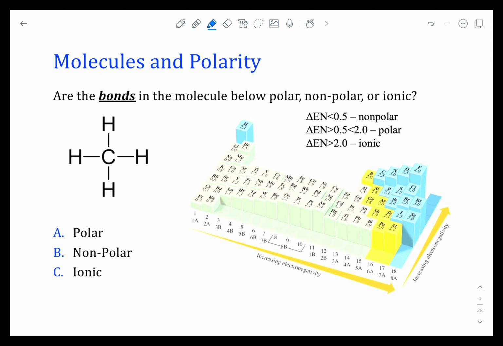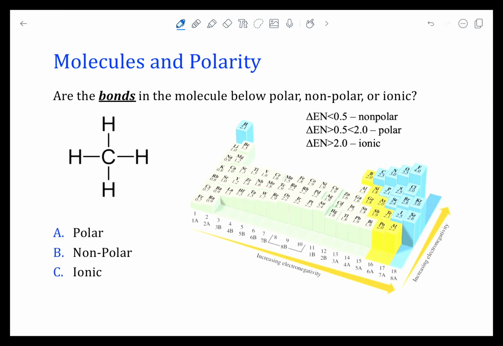So for our little review here, I have the molecule CH4, which is methane. And we want to know, are the bonds in the molecule below polar, nonpolar, or ionic?